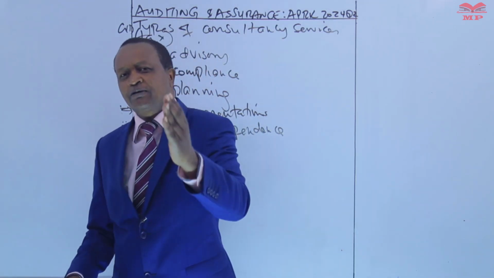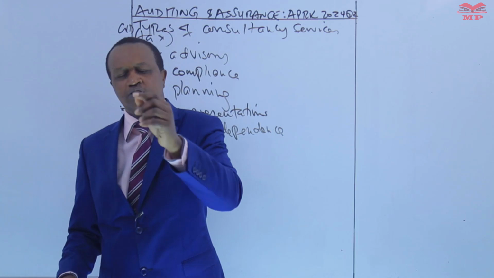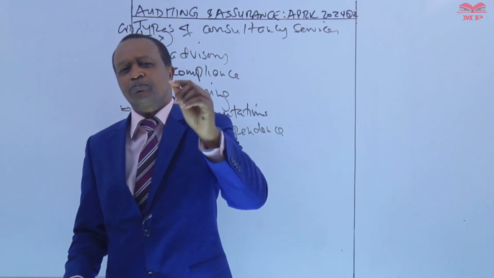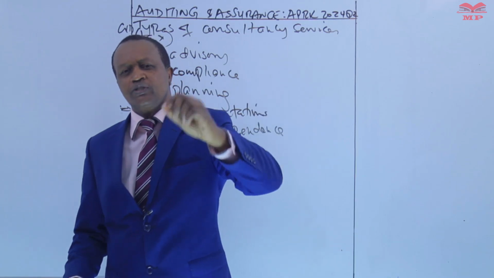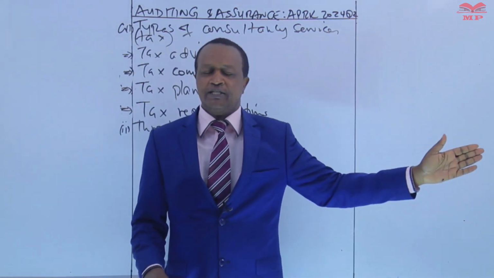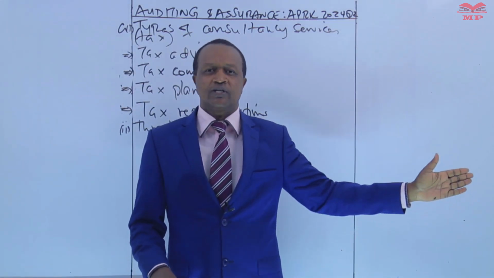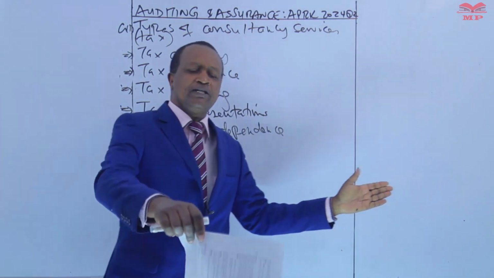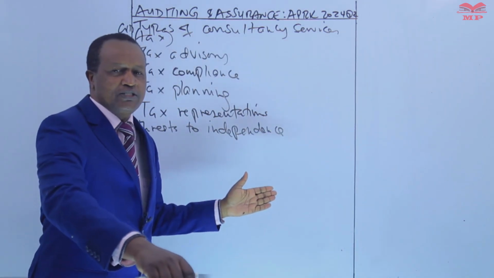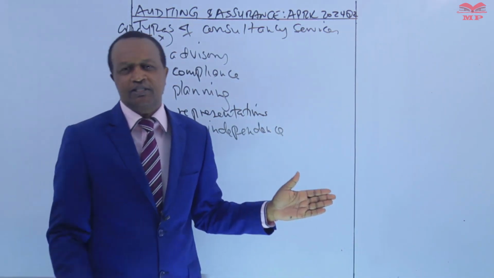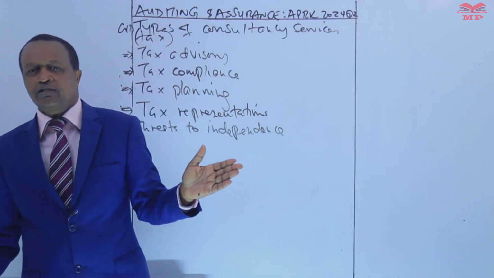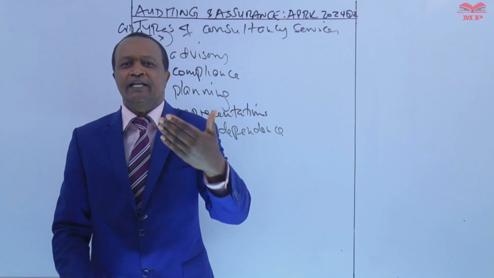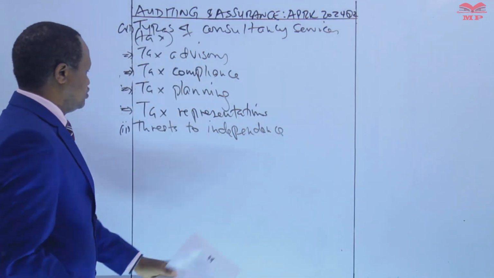An auditor is independent because, firstly, candidates, he does not report to the management. The auditor reports directly to the owners of the company. He's appointed by the owners of the company to examine the records, the financial statements that are prepared by the management. So someone here says one threat is familiarity, which is true.